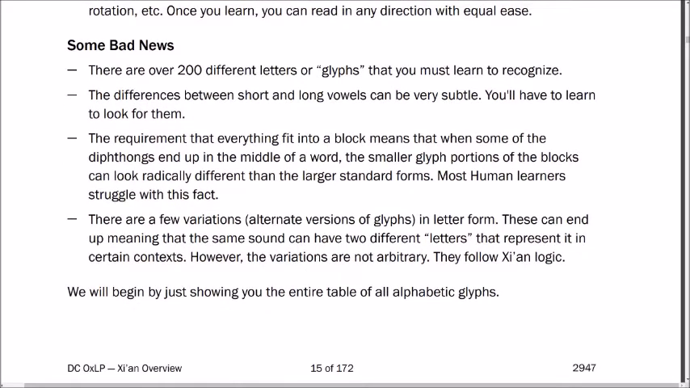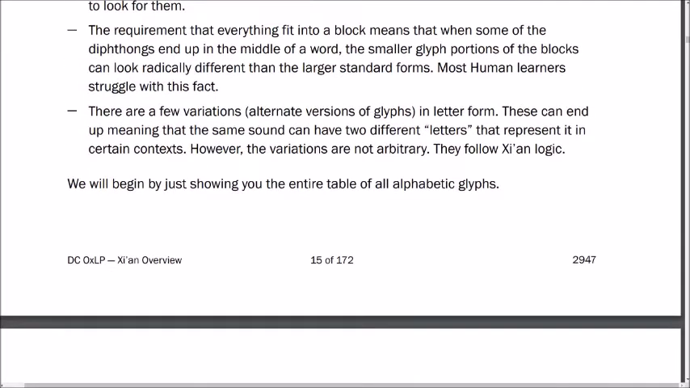Some bad news: there are over 200 different letters or glyphs that you must learn to recognize. The differences between short and long vowels can be very subtle. You'll have to learn to look for them. The requirement that everything fit into a block means that when some of the diphthongs end up in the middle of a word, the smaller glyph portions of the blocks can look radically different than the larger standard forms. Most human learners struggle with this fact.